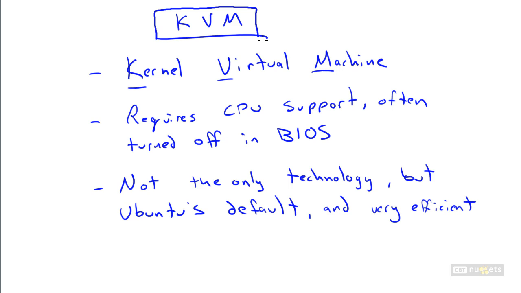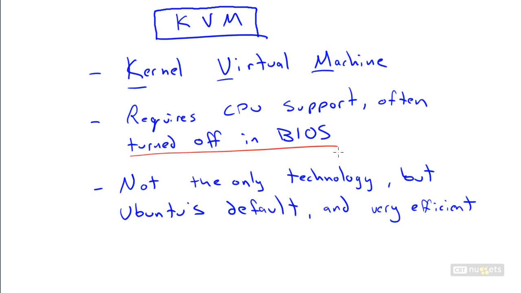Now, KVM does require specific CPU support for virtualization. That's pretty much the case with most virtualization platforms, that they're going to require that you have the CPU virtualization support. Now, this is something that's often turned off in BIOS. So even if your CPU does support it, and most modern CPUs will support virtualization, you probably have to go into BIOS and turn that on, and then it should be detected.